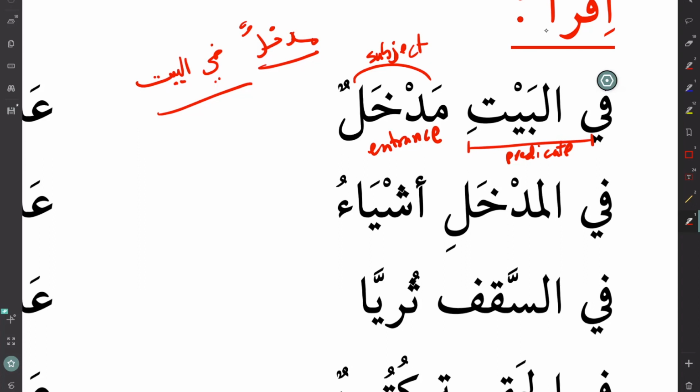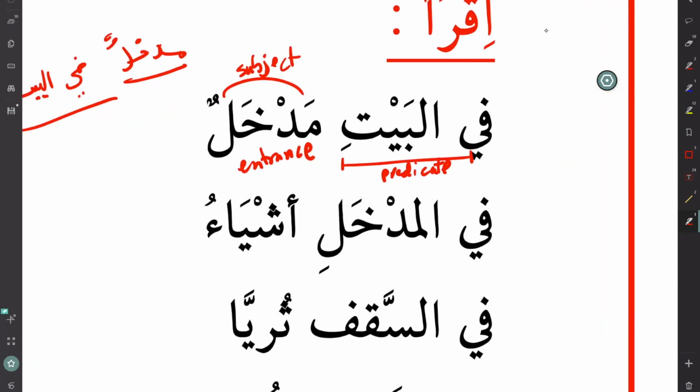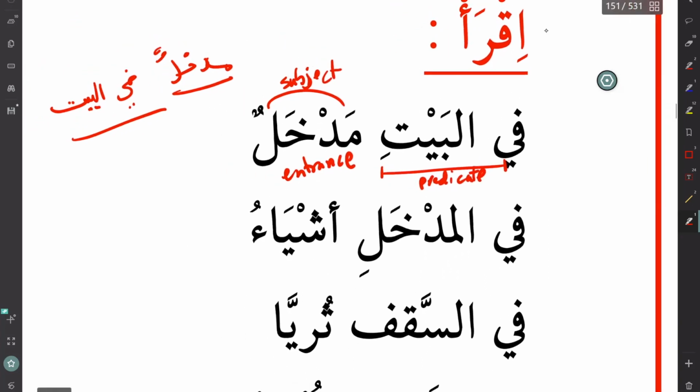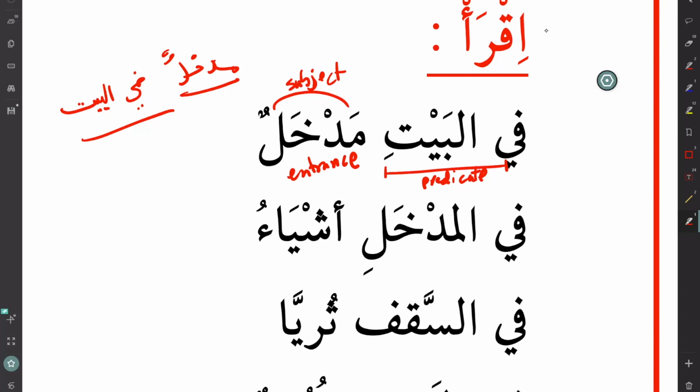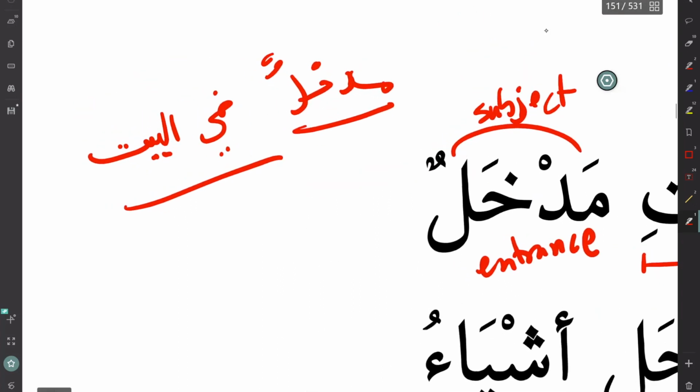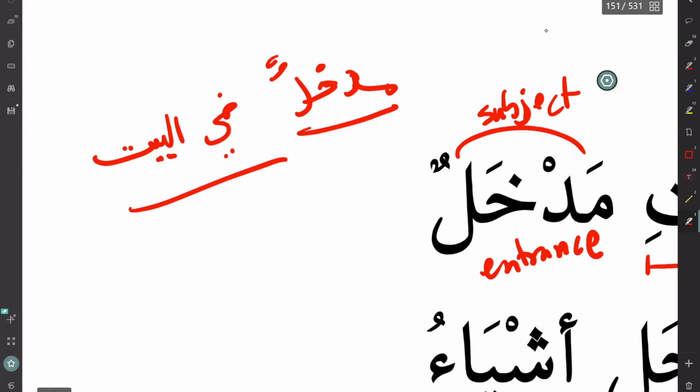Usually what happens? Usually you have the subject first and then you have a predicate. In Arabic, we also have a special term, something that inshallah maybe we'll learn properly in the grammar class, but I'm just trying to explain to you. We use this type of sentence to describe a place. And there's another reason why we have to use this type of sentence. Why? In Arabic language, we cannot say madkhalun fil bayti. Why can't we say that? Because madkhal is indefinite. We cannot start a sentence with an indefinite noun.